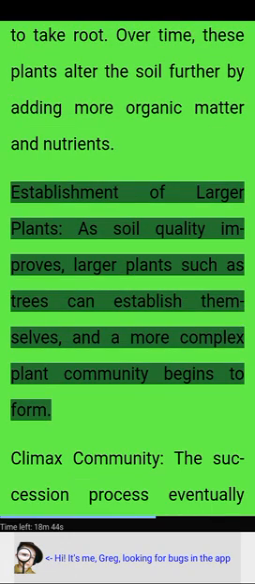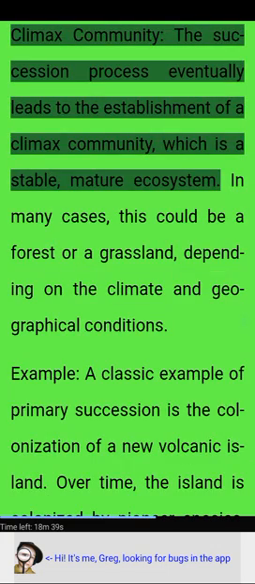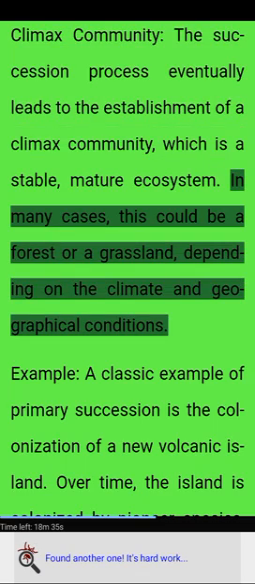Establishment of larger plants. As soil quality improves, larger plants such as trees can establish themselves, and a more complex plant community begins to form. Climax community. The succession process eventually leads to the establishment of a climax community, which is a stable, mature ecosystem. In many cases, this could be a forest or a grassland, depending on the climate and geographical conditions.